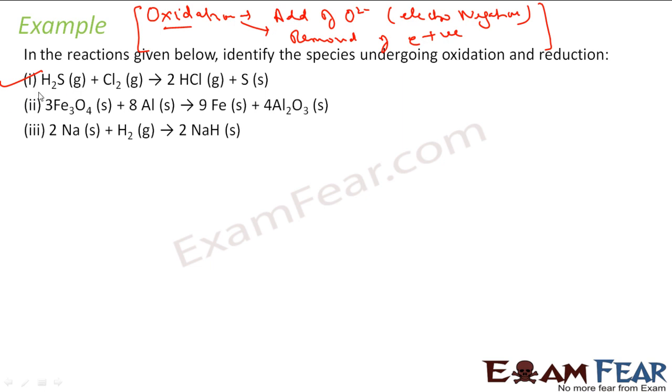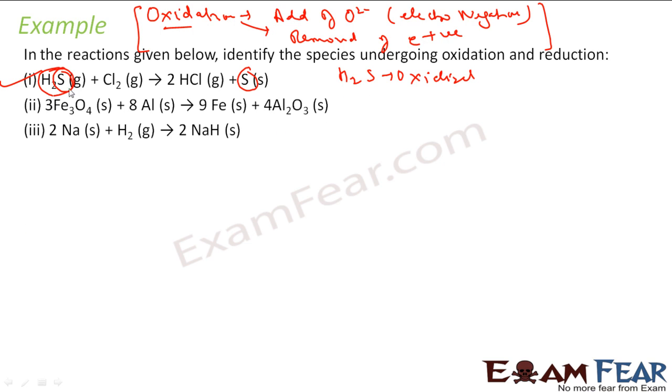So let's start with this. In this case, H2S plus Cl2 gives 2HCl and S. What happened to H2S? It became S. So if you see here, hydrogen is removed. Hydrogen is an electropositive element. So if hydrogen is removed, that means this guy got oxidized. So my H2S got oxidized.